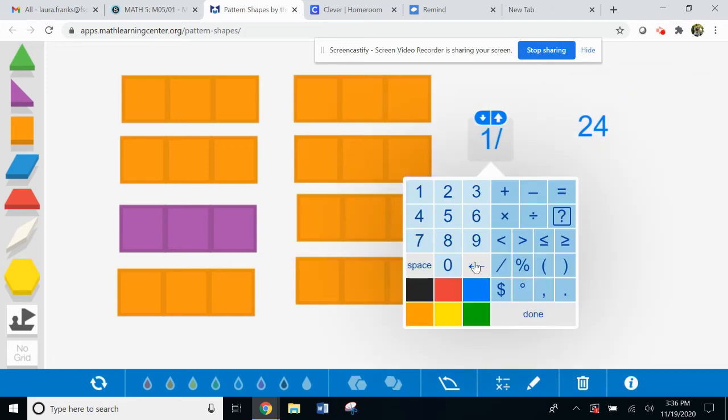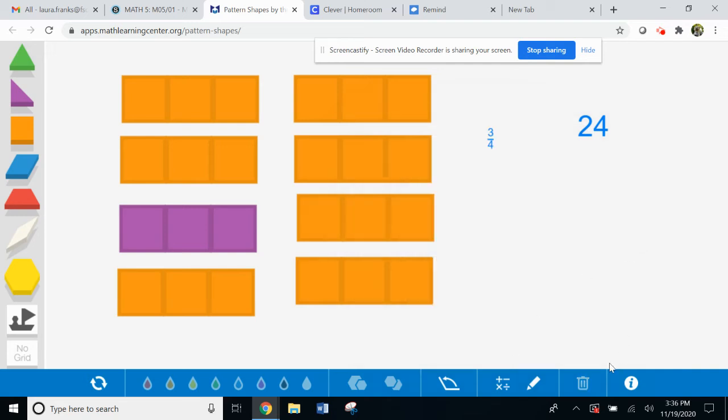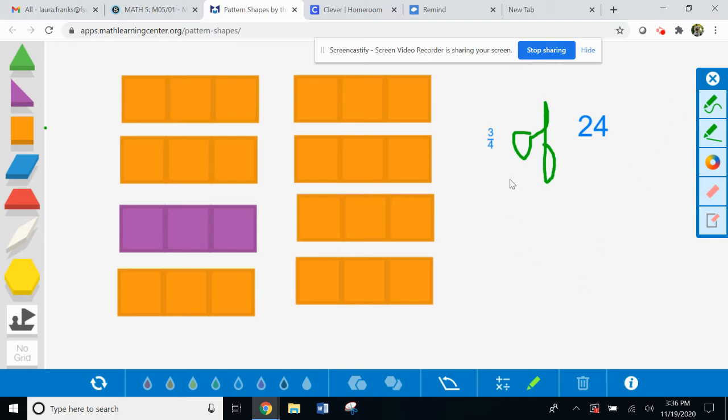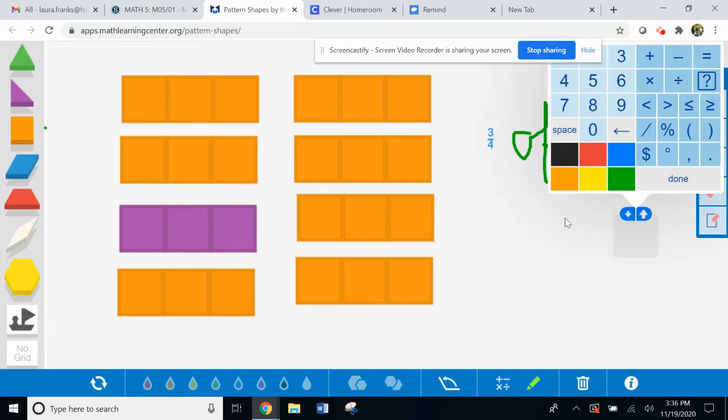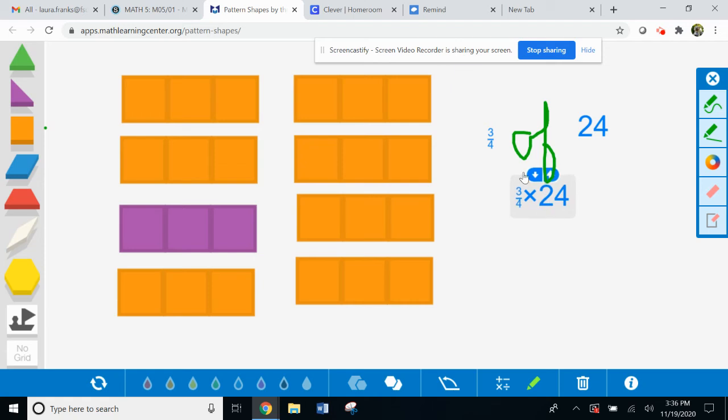If I were to change that fraction to 3/4, really, I'm saying 3/4 of 24. Really, in math terms, the word of means to multiply. So what we're really saying is 3/4 times 24. This means the same thing, except it has a word in there. So 3/4 of 24 or 3/4 times 24.